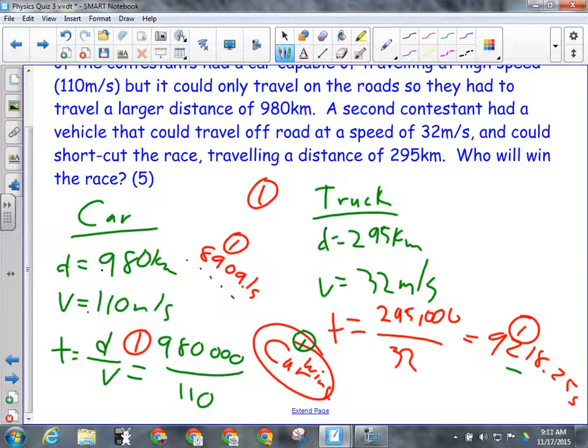Calculations for the truck. Since you already did this manipulation, I'm not giving you a mark for it. But if they have the time 9,218.25 seconds, you can give them a mark for that. And then, if they wrote somewhere that the car wins, that would be their 5th mark, because the car obviously has the shorter time.